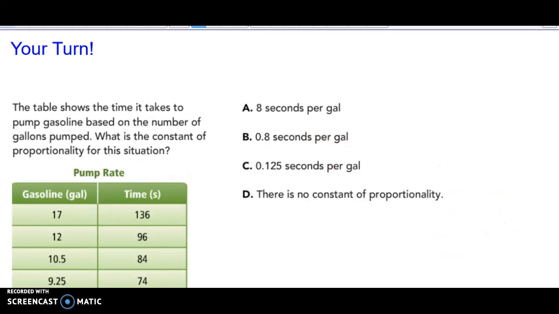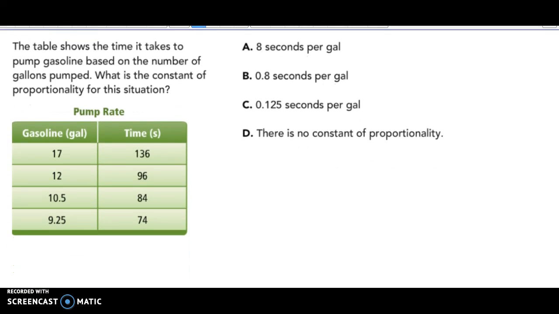A few more examples here from section 8.4. Table shows how much time it takes to pump gasoline based on the number of gallons pumped. What is the constant of proportionality?